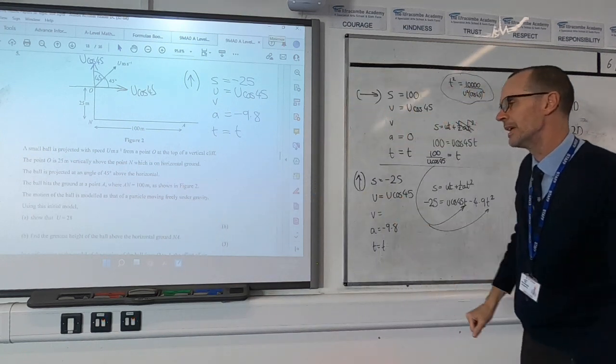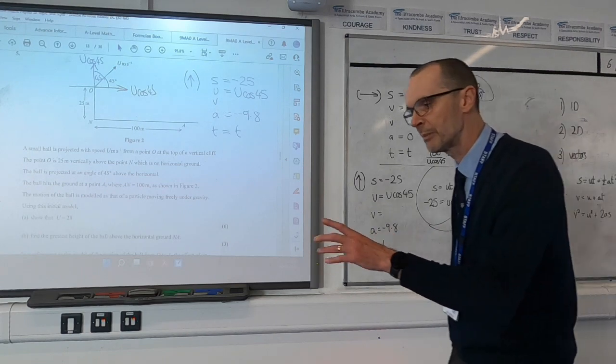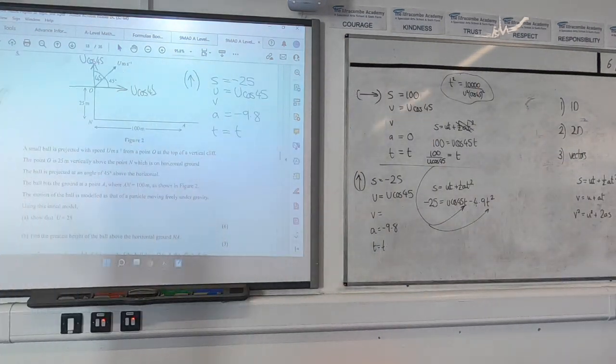We'll only do the next bit: the greatest height of the ball above the horizontal ground. So this is something which applies to both 2D and 1D. When it reaches its greatest height, what do I know about its motion at that point? What do I know about the motion of the ball? 0. What specifically is 0? So in which direction?